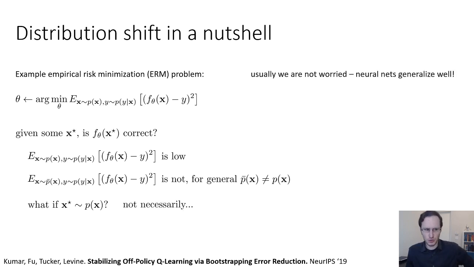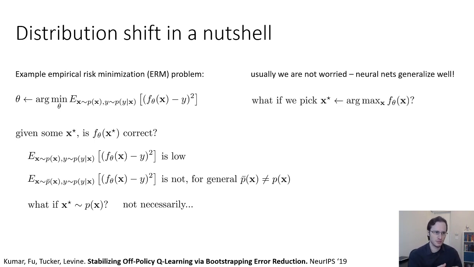Now, you might say that usually when we train deep neural networks, we're not too worried about this kind of distributional shift because deep networks are really powerful. They generalize really, really well. So maybe it's okay. But what if we select x star so as to maximize f theta of x?